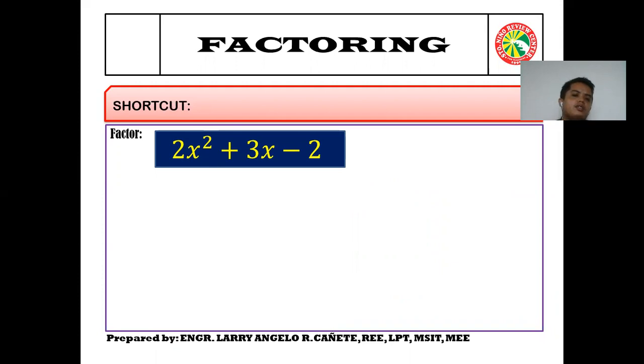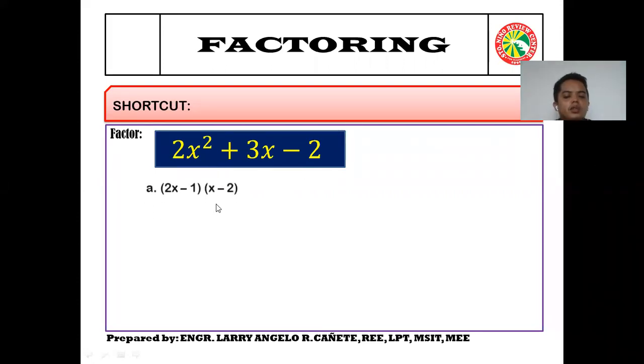So once you check 2x squared, can this be a cube root or square root? No. Can this be a square root? No. So it does not qualify as a perfect square trinomial. Likewise, the sum of two cubes, same. It cannot. There are only 2 terms in the sum and difference of two cubes. So therefore, you cannot do those topics or procedures.